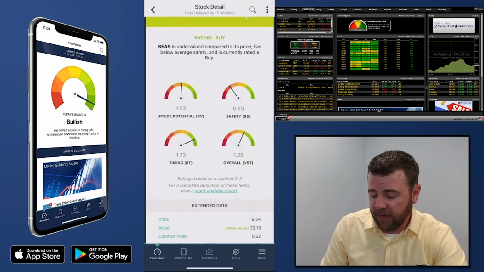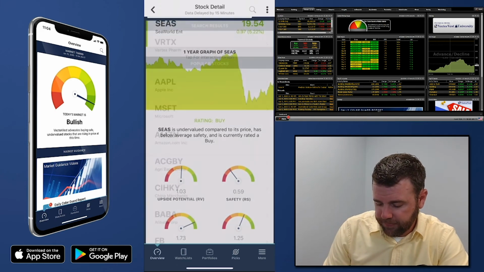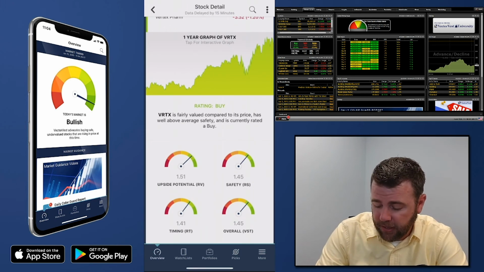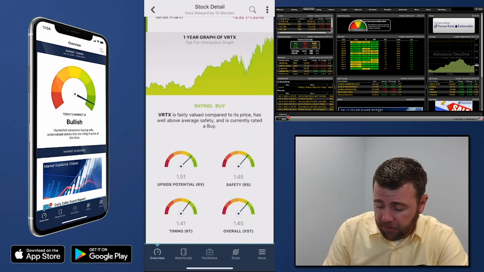All right, so looking at VRTX. Wait, didn't we just do that one? There we go. VRTX, great long-term potential, less risk associated with it, nice steady uptrend. Overall, the stock's favorable.